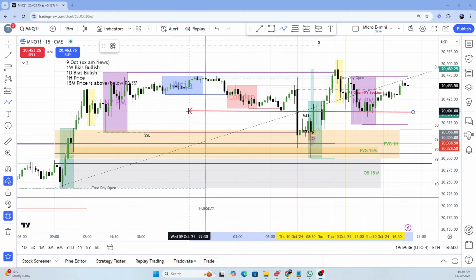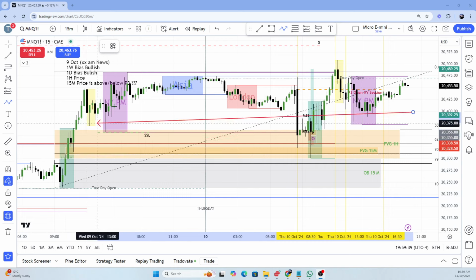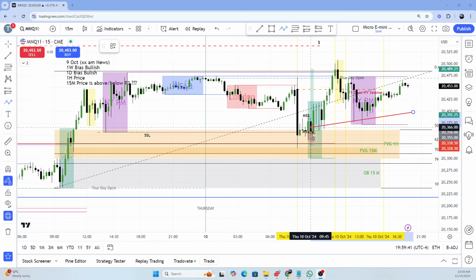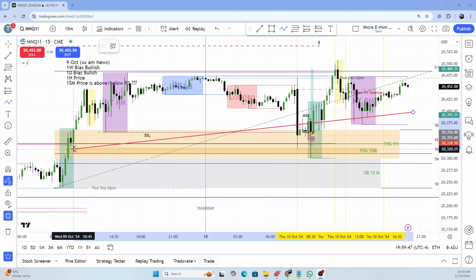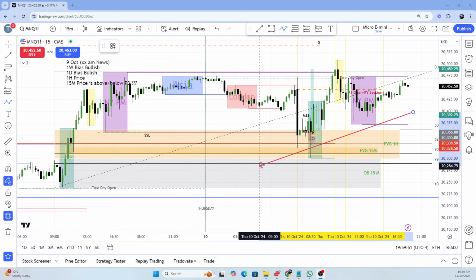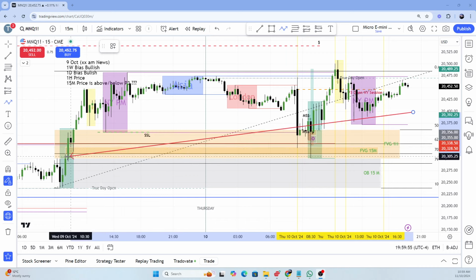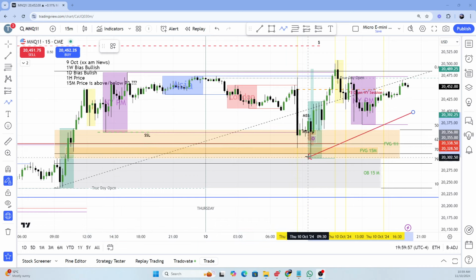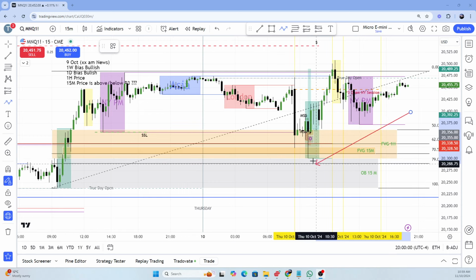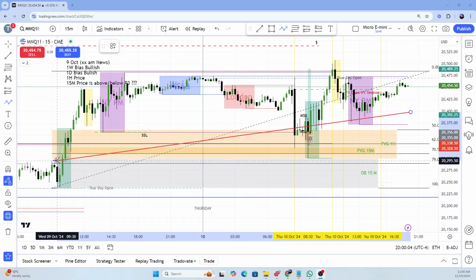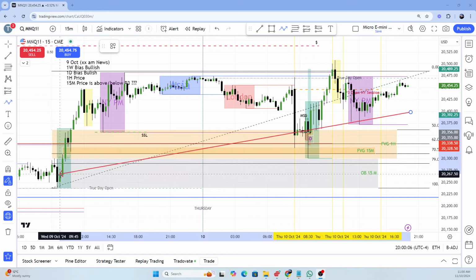Okay, so what's next? If you look at the overall price action in the 15-minute, when we reach here, you can also notice that the price has reached a 15-minute fair value gap as well, exactly here. You can see the price just reached that. Not only that, the price has also come down into a 15-minute order block.